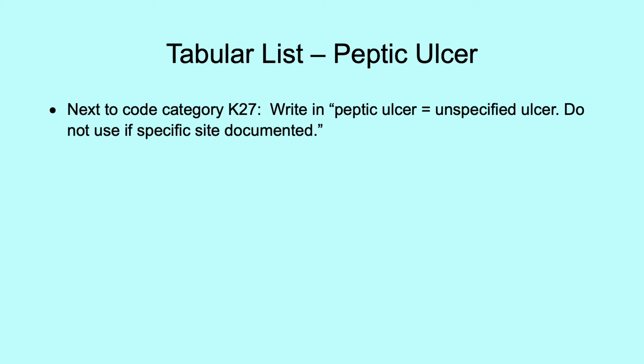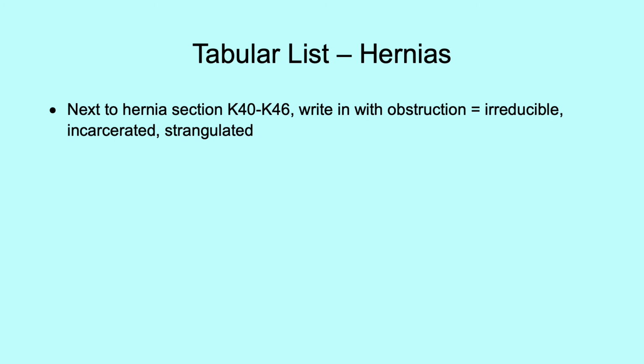Okay, K27, write in peptic ulcer equals unspecified ulcer. Do not use a specific site as documented. We kind of talked about that before, but it's an important thing because this is really often missed. Hernia, K40 to K46, write in with obstruction: irreducible, incarcerated, strangulated. All of those mean the same thing. All of those are coded as obstruction.